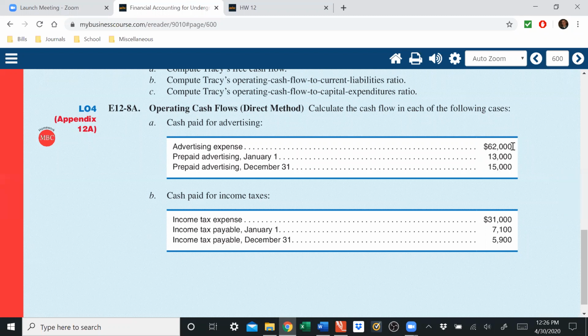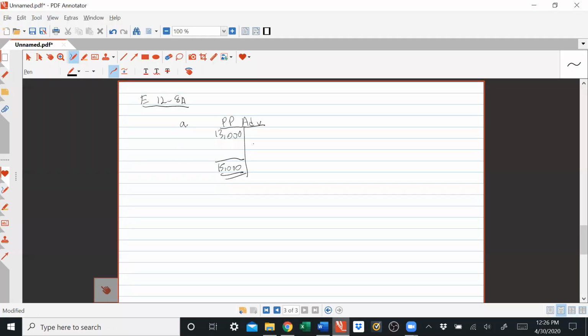Again, what's the journal entry for advertising expense? You debit advertising expense, credit prepaid advertising. So this advertising which you had already paid in advance, when the time goes by and your commercial appears on television and you get the benefit from using the asset, that means you've incurred the expense. So you credit the asset, prepaid advertising, and debit advertising expense. So there's the credit to prepaid advertising at 62,000. We debited advertising expense for 62,000. Does 13,000 minus 62,000 equal 15,000? Obviously not.